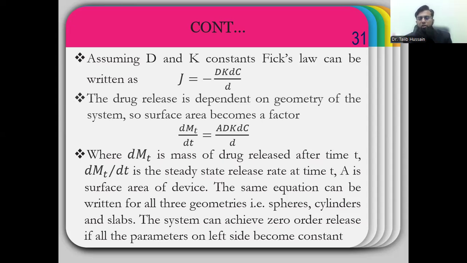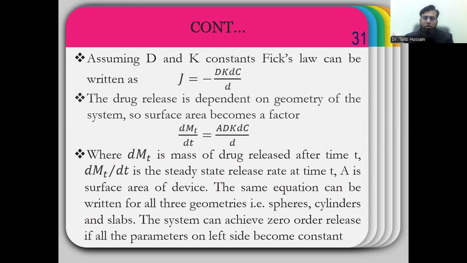And we can formulate into membranes, into slabs, into longitudinal or flat surfaces. These flat surfaces are known as slabs or patches, which in another language we call a transdermal drug system. So a transdermal drug system can be developed as slabs. So the equation can be written for all these three geometries: spheres, cylinders, and slabs.